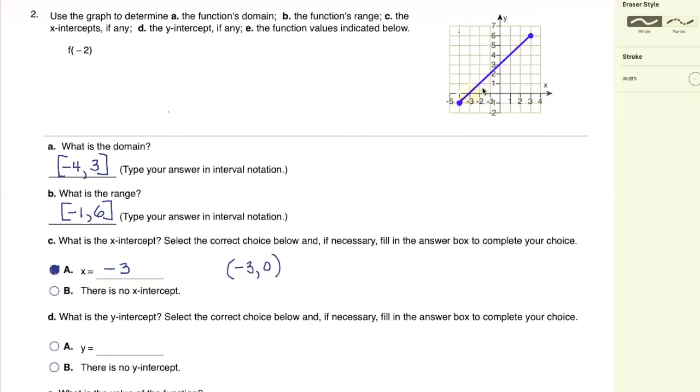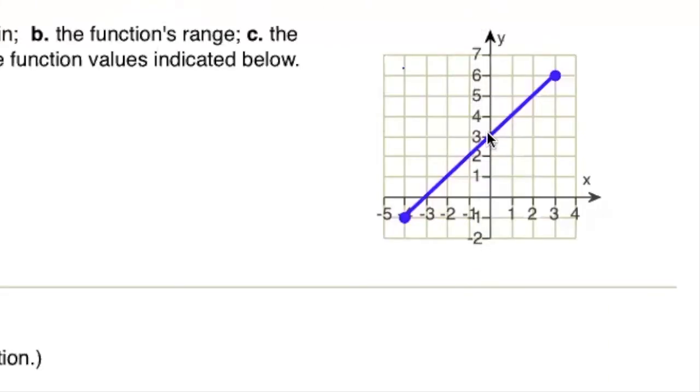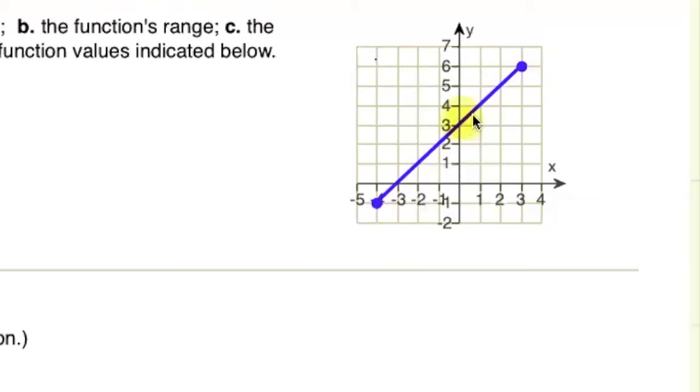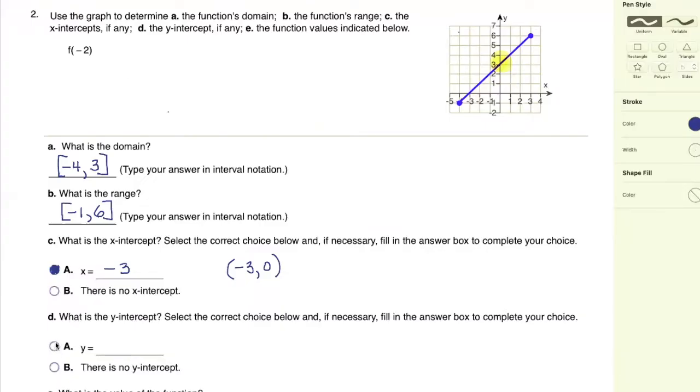For part D, we're looking for the y-intercept. So we're looking for the place on the y-axis where our function crosses. And you can see that occurs right there. I look at the y value that occurs at, which is 3. So what is the y-intercept? I would choose choice A. I would say y equals 3. And again, if I needed to write the coordinates of this point, the x value is 0 when the y value is 3.